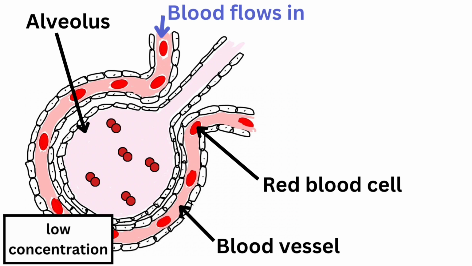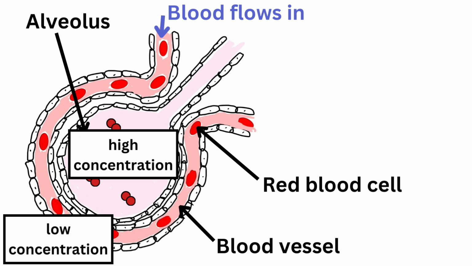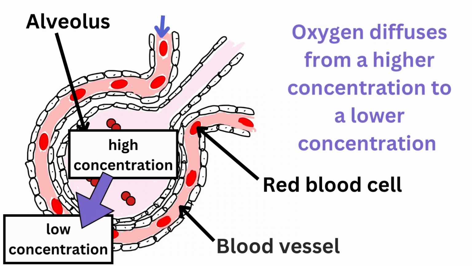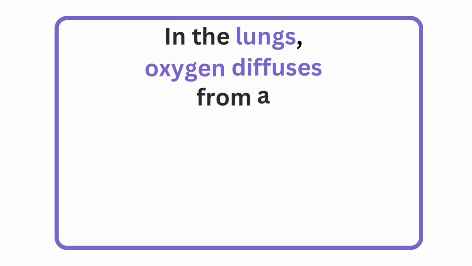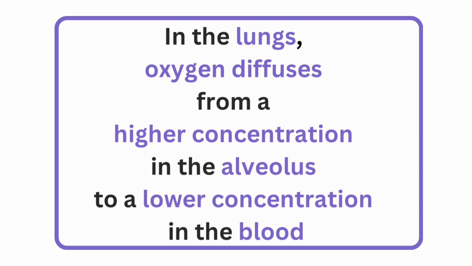So because the blood is moving so quickly, at any one time there's not much oxygen inside the blood. So we can say that there's a low concentration of oxygen inside the blood and a high concentration of oxygen inside the alveolus. And as we learnt about, if something's got a high concentration, it will always try to diffuse to a lower concentration. So this means that in the lungs, oxygen will diffuse from a higher concentration in the alveolus to a lower concentration in the blood.